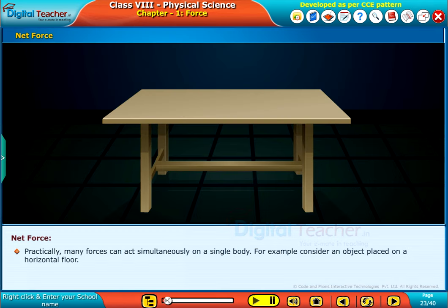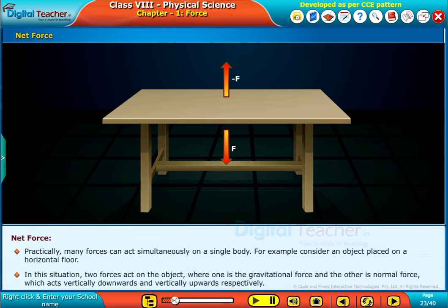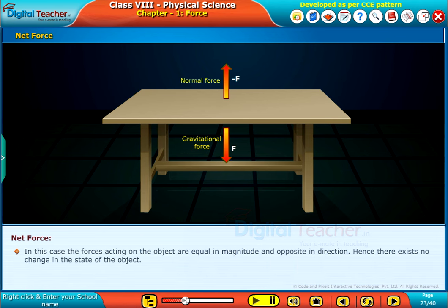Practically, many forces can act simultaneously on a single body. For example, consider an object placed on a horizontal floor. In this situation, two forces act on the object, where one is the gravitational force and the other is normal force, which acts vertically downwards and vertically upwards respectively. In this case, the forces acting on the object are equal in magnitude and opposite in direction. Hence, there exists no change in the state of the object.